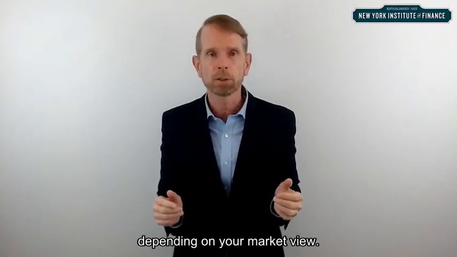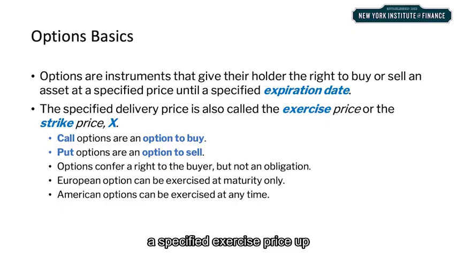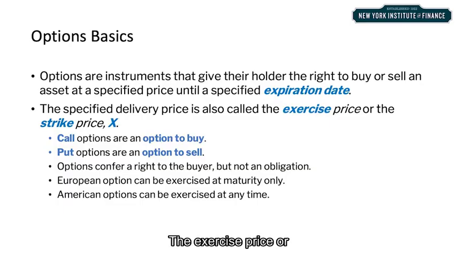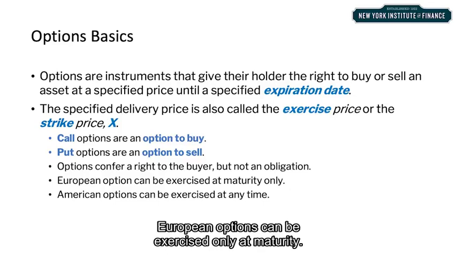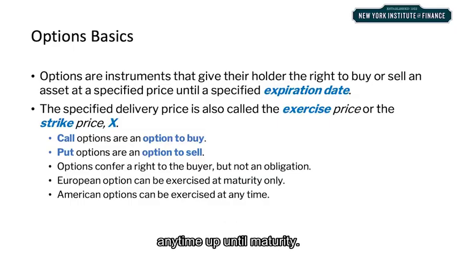Options are derivatives that give the holder the right to buy or sell an asset at a specified exercise price up to a specified expiration or delivery date. The exercise price or strike price is usually denoted with an X. Calls are an option to buy and puts are an option to sell. Options confer the right to buy or sell, but not the obligation. European options can be exercised only at maturity. American options can be exercised any time up until maturity.